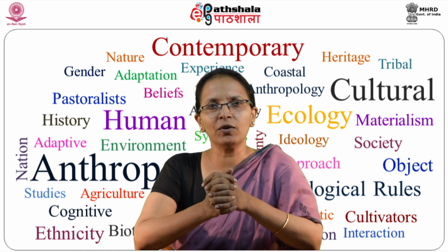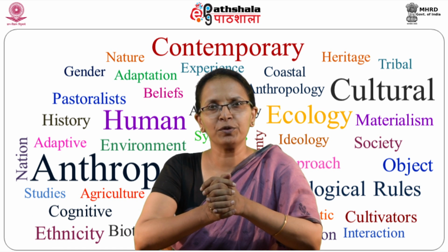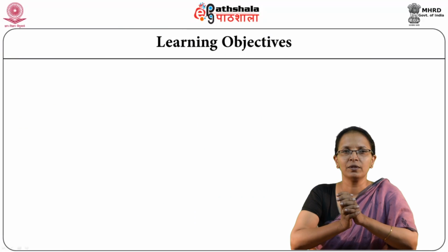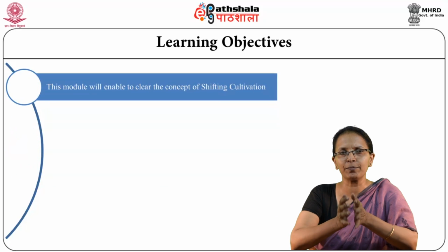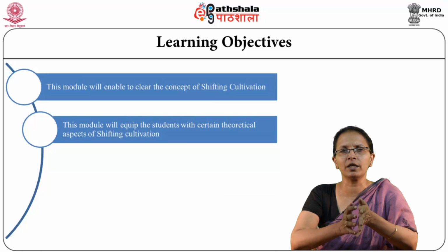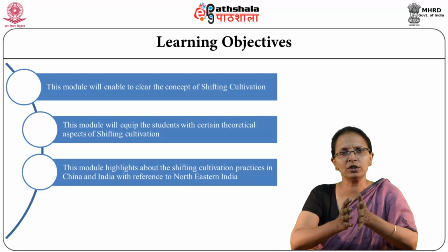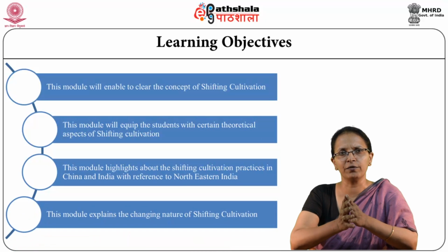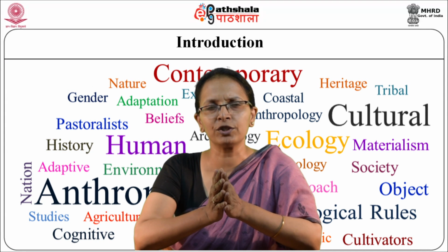Today I am going to speak on the module Shifting Cultivation from the paper Ecological Anthropology, Cultural and Biological Dimensions. The learning objectives of this module include: number 1, to understand the concept of shifting cultivation; number 2, to equip the students with certain theoretical aspects of shifting cultivation; number 3, to highlight shifting cultivation practices in China and India with reference to Northeast India; and finally, to explain the changing nature of shifting cultivation. Now let us understand what is shifting cultivation.